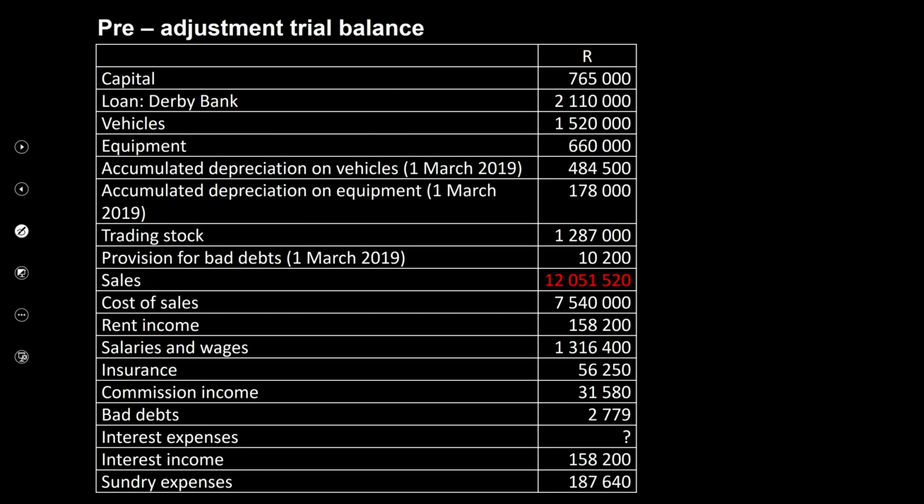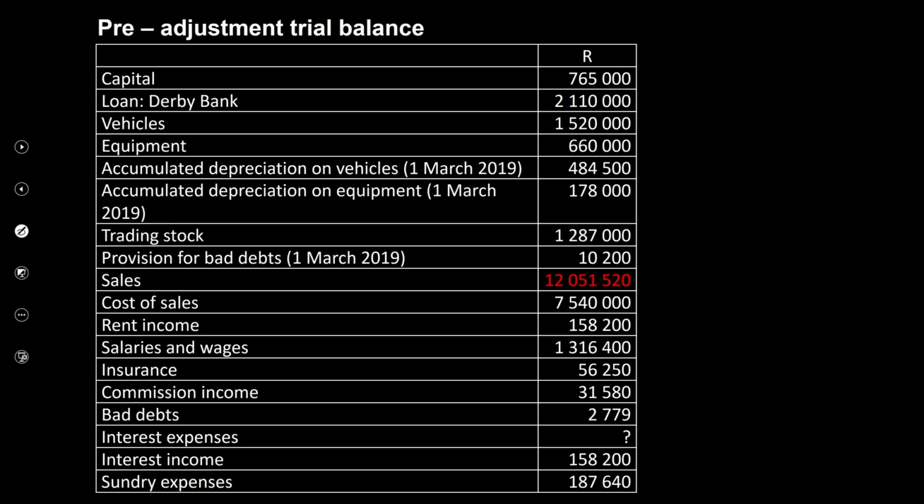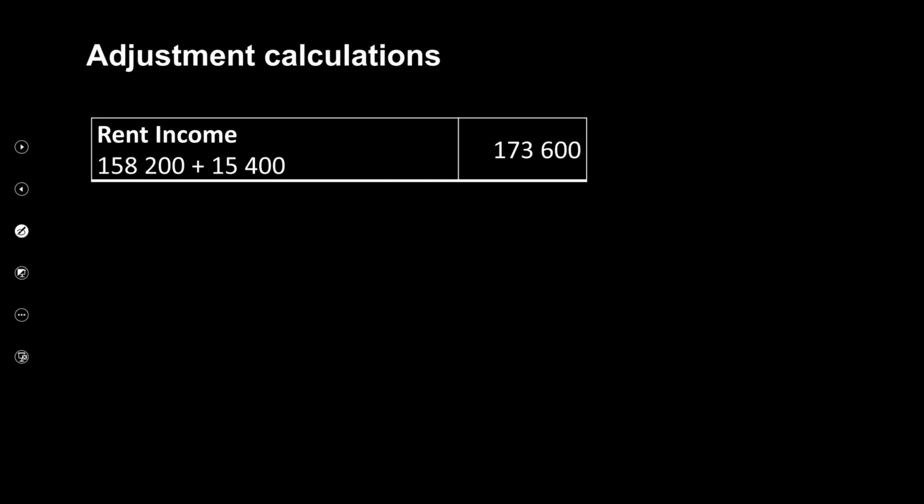Now, in terms of my layout, watch, this is what I do. I start off with the 158,200, once again, identifying it from my pre-adjustment trial balance. And remember what we said, there's that operation, very important, that is as a result of accrued income. So plus the 15,400, which was my calculation, which we just went through to give me a final figure of 173,600.